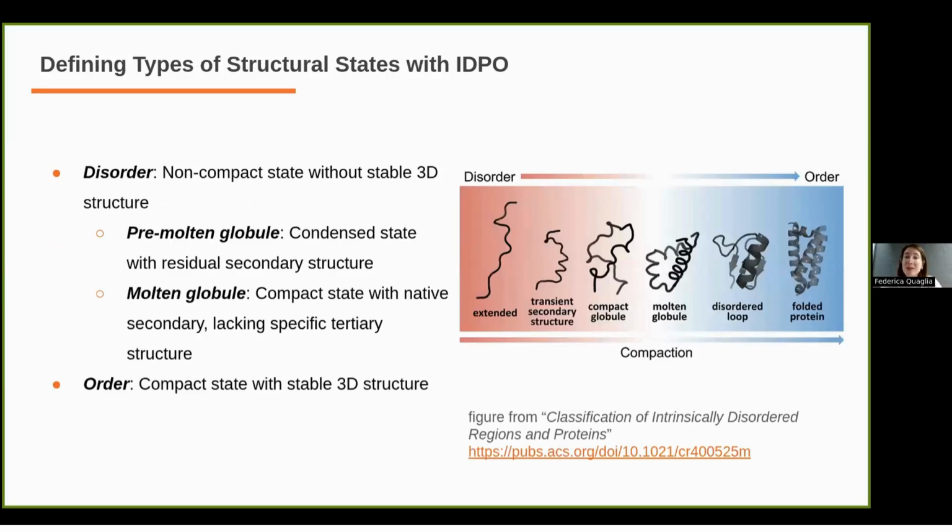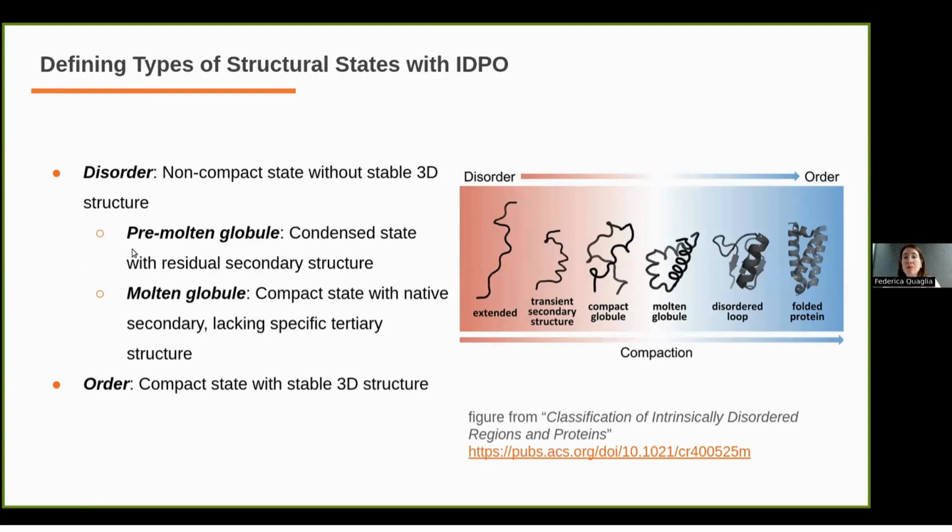So let's start with defining the types of structural states for annotation in DisProt. In DisProt, you will be able to find 4 structural states for annotation: disorder, pre-molten globule, molten globule, order. So these are the 2 extremes. Disorder is a non-compact state without a stable 3D structure. Order, on the contrary, is a compact state with a stable 3D structure.